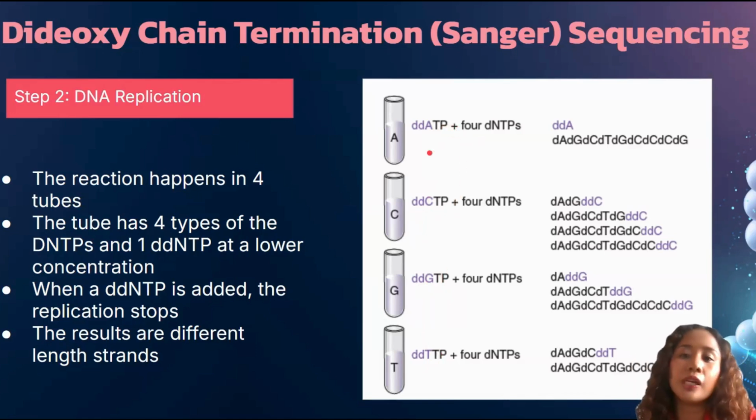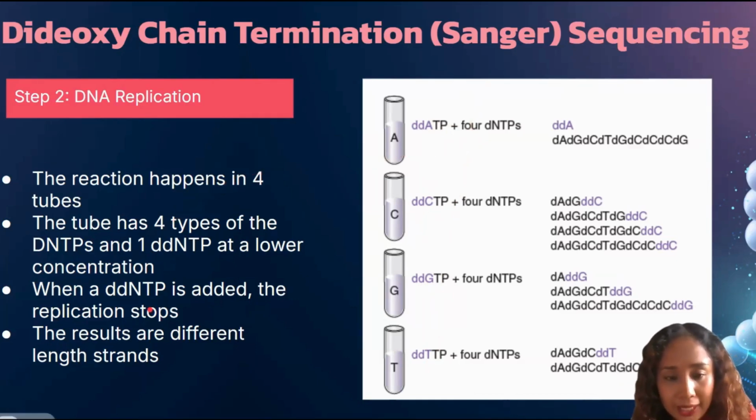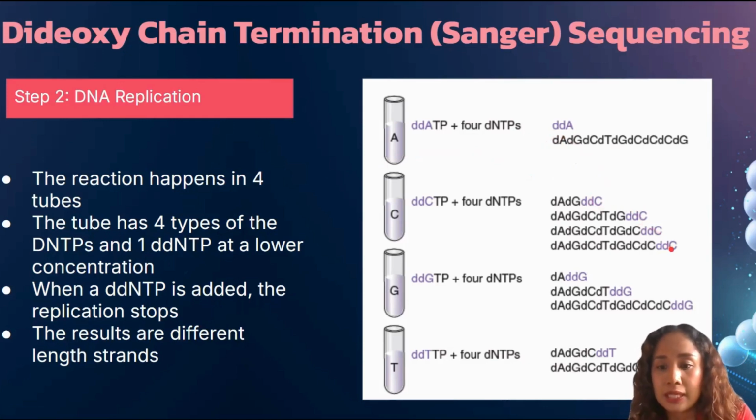So in every tube, there must be 4 dNTPs, so there will still be enough building blocks to create these fragments. Every time a ddNTP is added, the replication stops. So the end result is different length strands for our fragments.